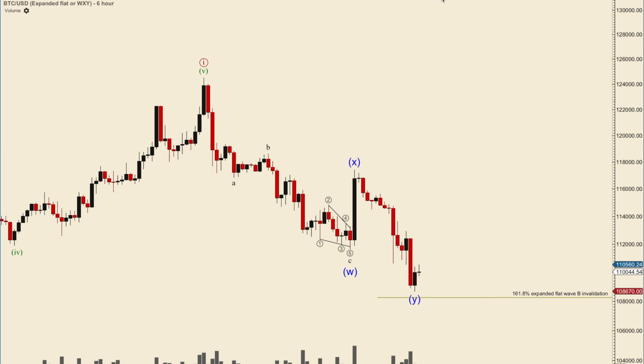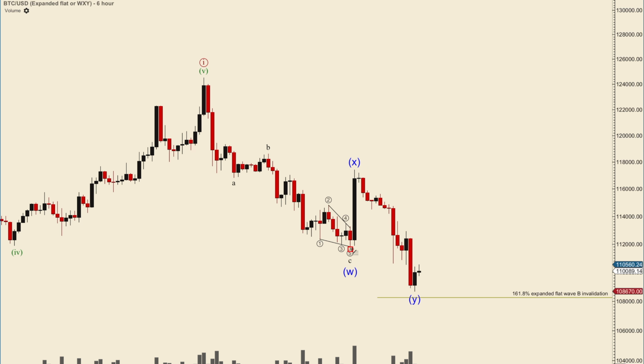And after that, we basically have a WXY, so A, B, C for a W. Or we can have the ABC finished here, and count this as an expanded flat wave X. It doesn't really matter, it's just about time. So either we count this as a W, X, or we put wave W here, and then we are looking at A, B, C, like a WXY. But we can also count it as A, and then we have A, B, C. So we're looking for an expanded flat.